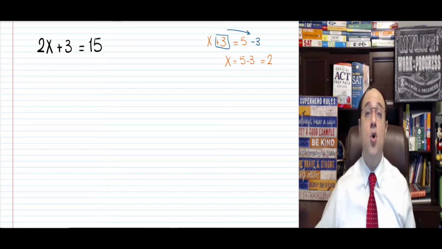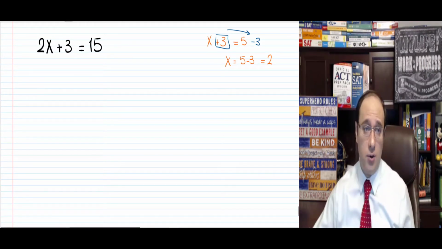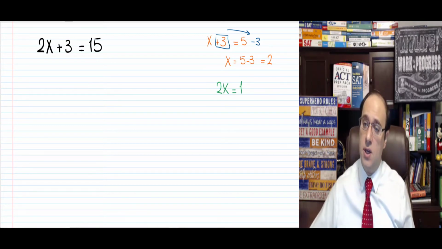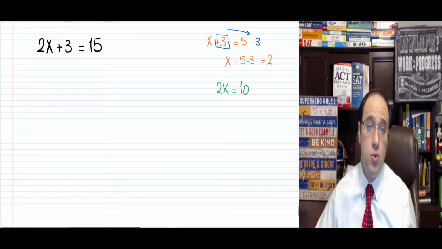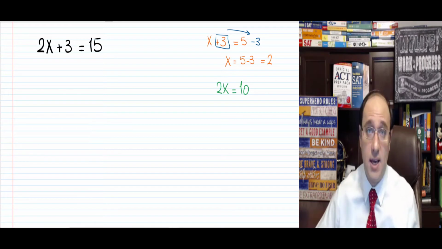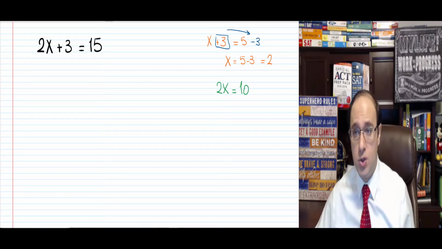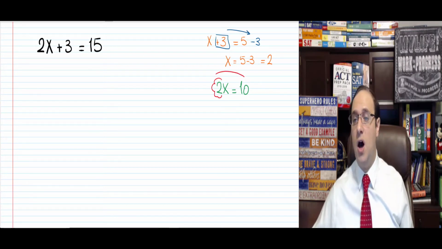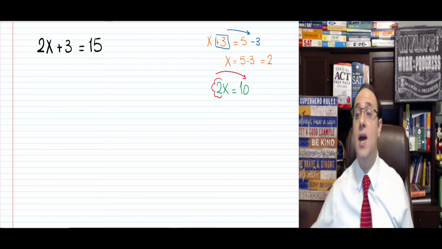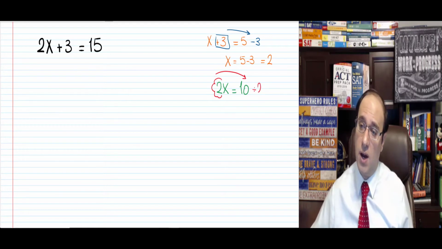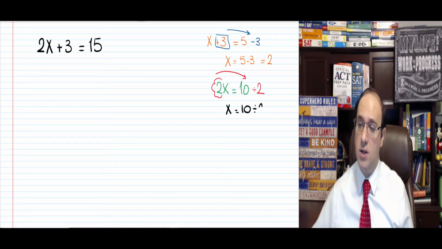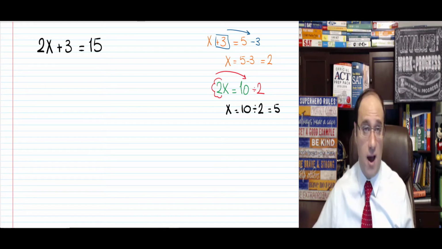Very easy. We also learned how to answer a question like this. 2x equals 10. We said that 2x means 2 times x, which means x times 2. So the 2 right here is multiplied. It goes to the other side of the equal sign as divided by 2. So we can rewrite this one as x equals 10 divided by 2, which equals 5.